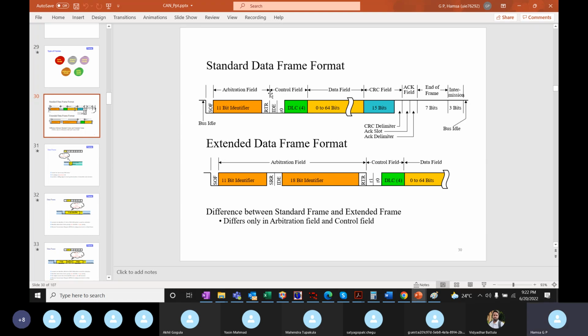So RTR, as you can see in the arbitration field, the identifier has the size of 11 bits, plus 1. RTR has 1 bit of size. So totally the arbitration field has 12 bits. So what exactly does RTR mean?